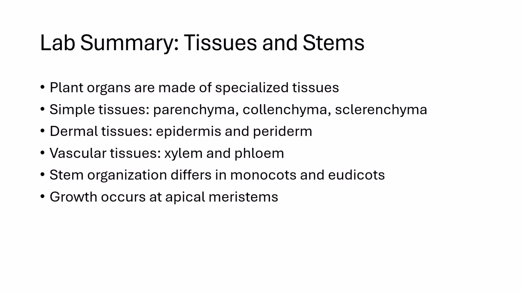Finally, you examined meristematic tissues at the stem tip and saw how apical meristems, along with protoderm, ground meristem, and procambium, give rise to all primary tissues and drive stem elongation. Overall, this lab demonstrated a central theme in plant biology: structure supports function. The arrangement and specialization of cells and tissues within stems allow plants to grow, transport materials, remain upright, and interact with their environment.